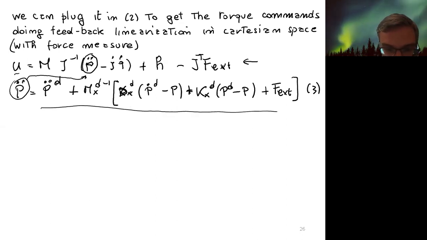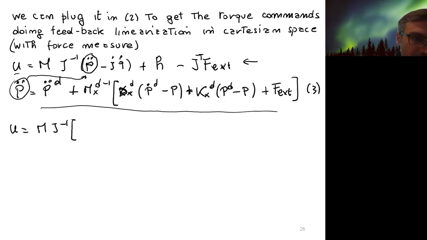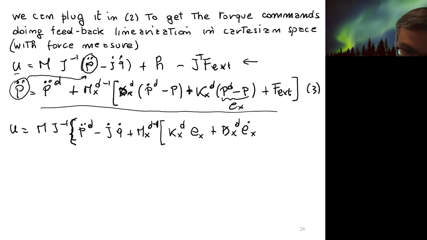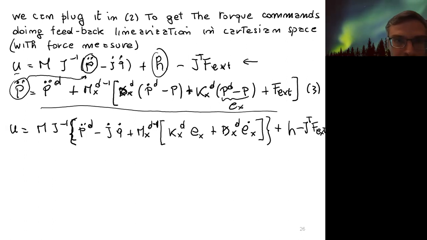So if we replace that and we substitute, we obtain the final control law, which is mj minus 1, use braces here, q dot plus mxd minus 1 kxd ax, which is this, plus dxd ax dot plus h, remember this term here, minus j transpose fx. Plus we have this other term that I separate.